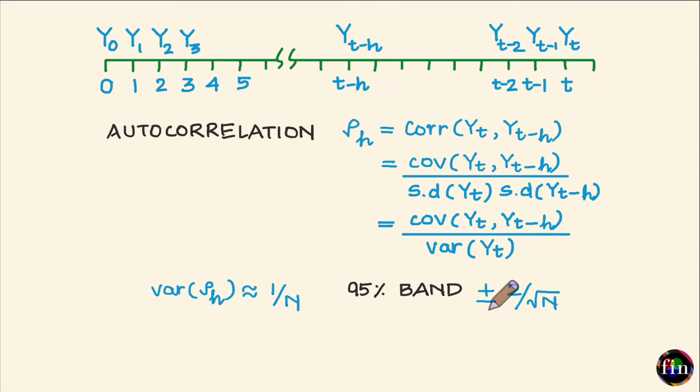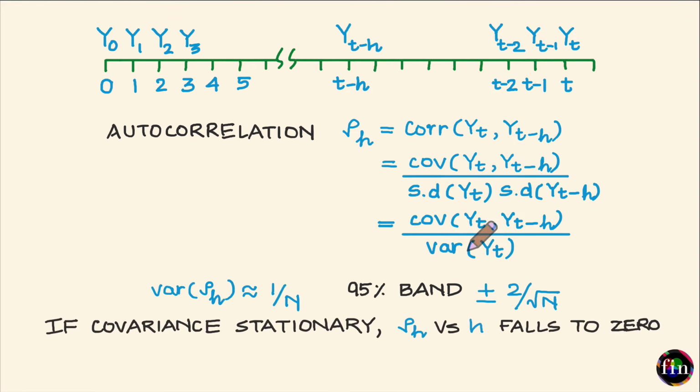One more thing I want you to remember about the autocorrelations for any given time series is that if your time series is covariance stationary, then as the lag h increases, your autocorrelation eventually becomes statistically insignificant. It falls down to 0. So this was the background knowledge that we need about autocorrelation as far as this video is concerned.